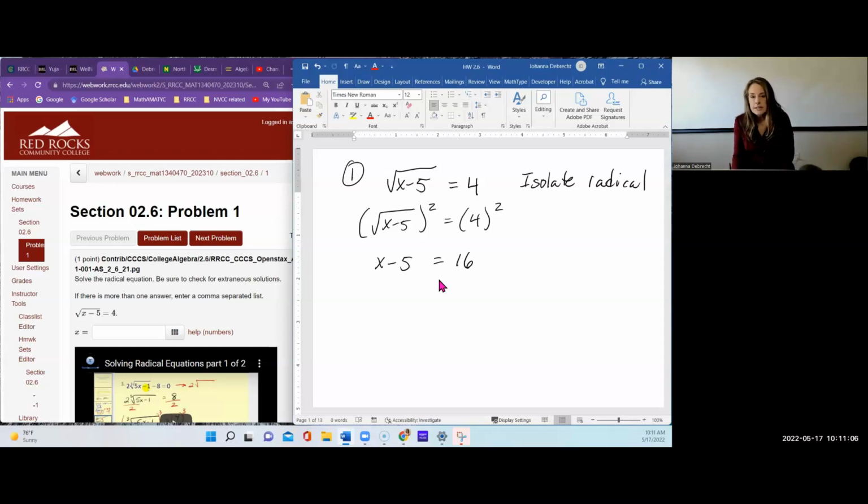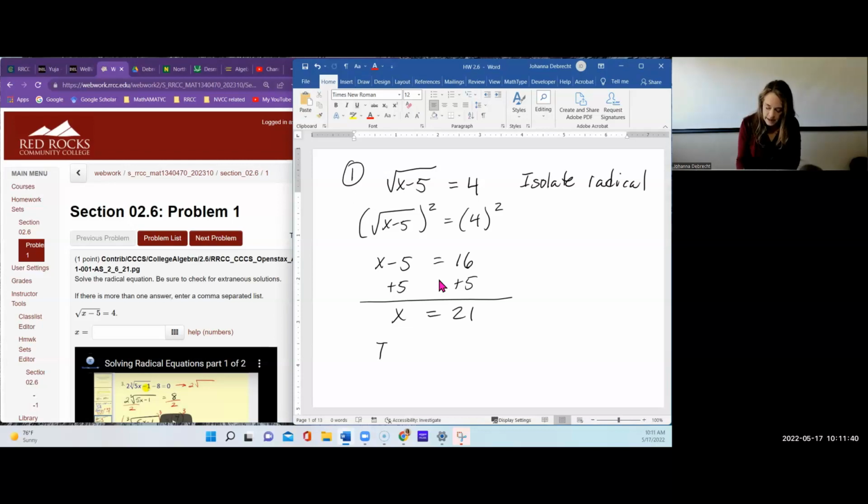Now, we're going to solve this problem by adding 5 to both sides of the equation. This gives us x equals 21. Don't circle it yet. There's always a possibility of a false solution called extraneous, and I'll spell it for you in a moment. We're going to test whether or not it actually works in the original problem. If it works in the original problem, then we circle it. If it doesn't work, then there's no solution.